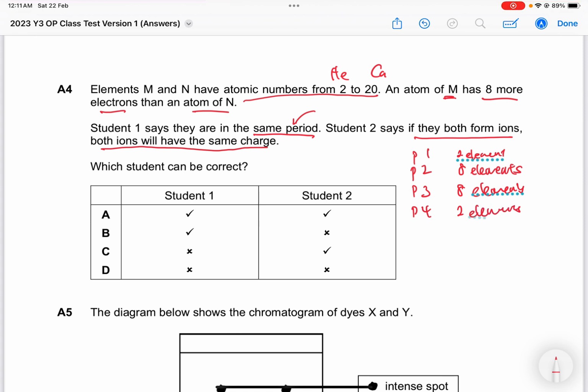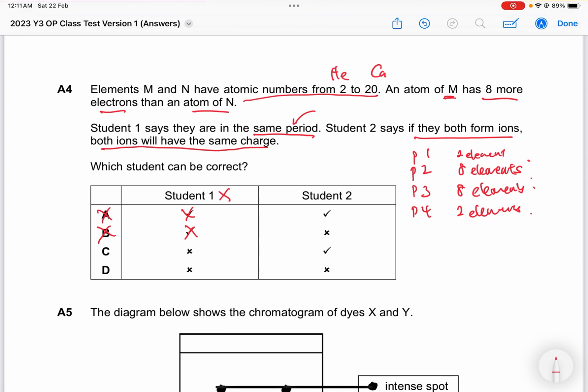So if I look at this, if atom M has 8 more electrons than atom N, you realize that they will never be in the same period, because once I add 8 electrons, it must go to the next period already. Okay, so therefore student 1 is confirmed wrong. So this one is out, this one is out. So A cannot be the answer, B cannot be the answer.